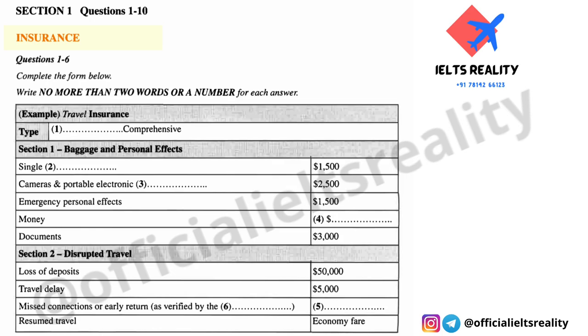Recording 15. Practice Listening Test 3. Section 1. Insurance. You will hear a woman asking a sales assistant about insurance policies. Read the example.